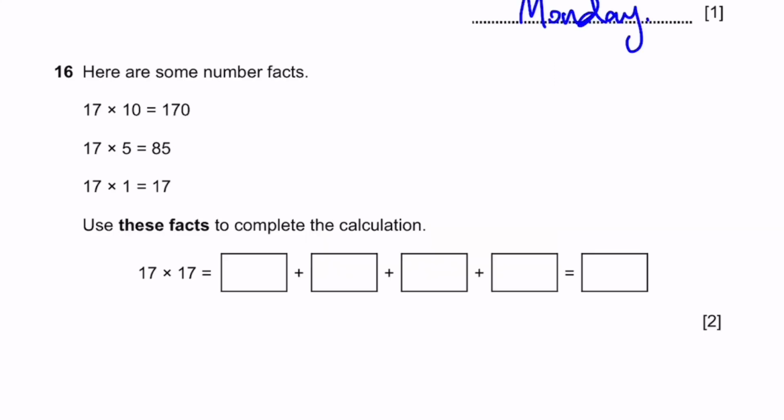Question 16. Here are some number facts. 17 times 10 is 170. 17 times 5 is 85. 17 times 1 is 17. Use these facts to complete the calculation. 17 times 17 is equal to dash plus dash plus dash plus dash, which is equal to dash. So 17 is equal to 10 plus 5 plus 1 plus another 1. So if we multiply 17 by the full thing, we get 17 times 17. So that means we just do 170 plus 85 plus 17 and another 17, because there are 2 1s, 1 5, and 1 10. And when we do that, we get the answer as 289.